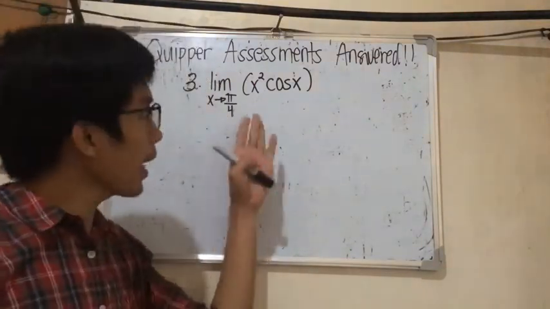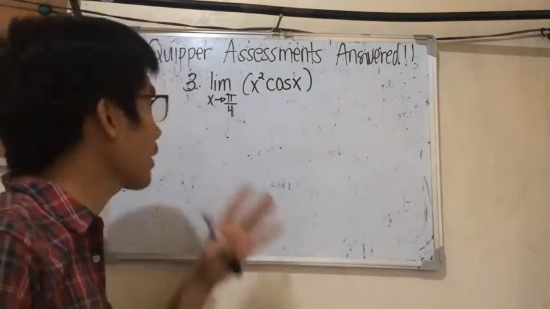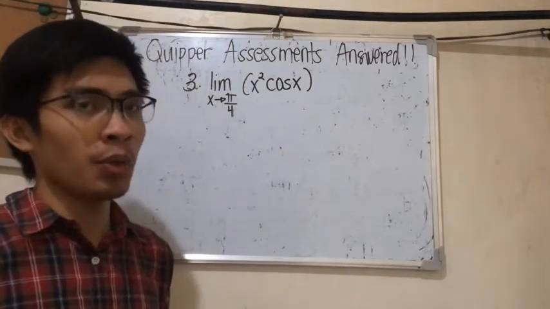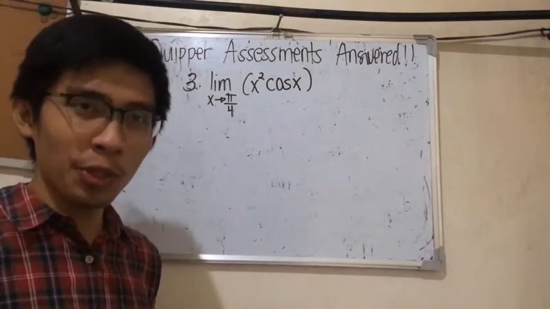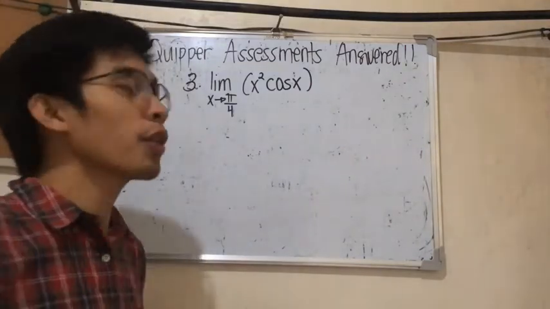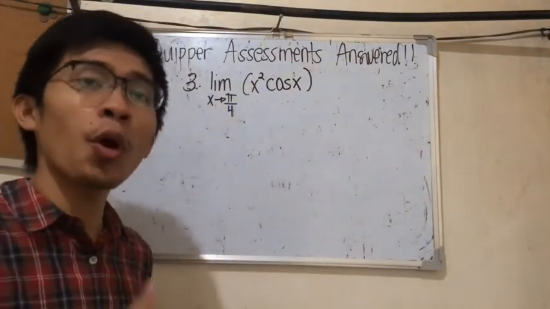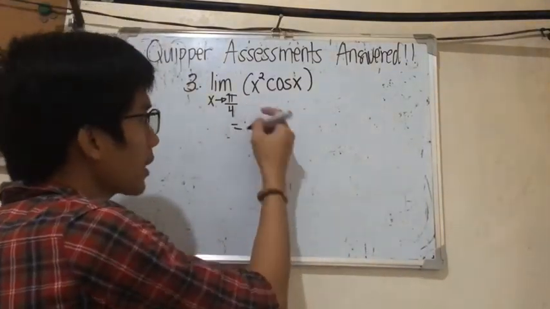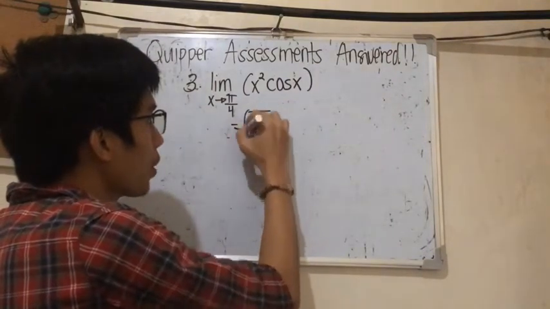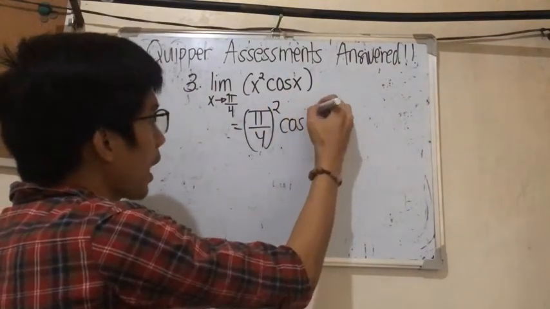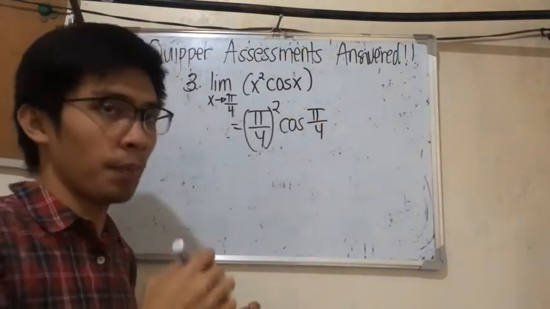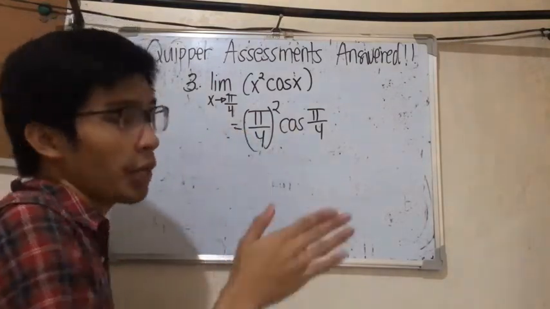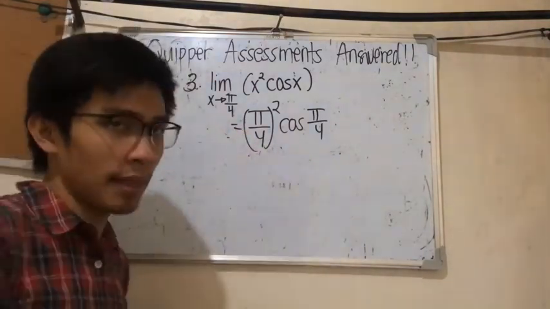So the problem is x squared cosine x as x approaches pi over 4. Same thing as in our examples 1 and 2, we can use the direct substitution method. In short, we are going to substitute what x approaches into all the x's in your function. So it will become, I have x here, so that is pi over 4 squared cosine pi over 4. Again, we simply substitute what x approaches into all the variables in our function. And it becomes like this.